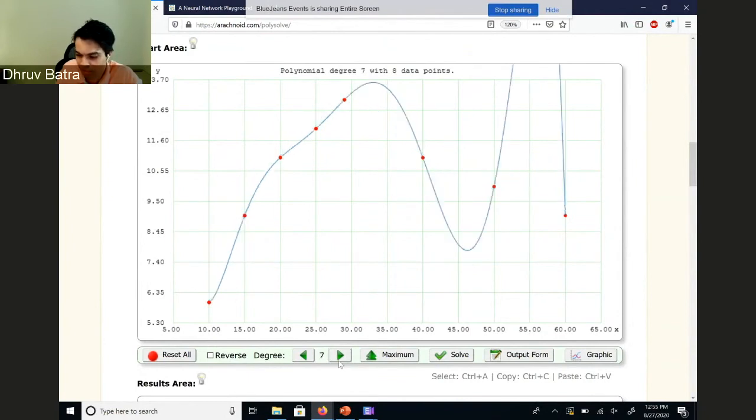So let's just hike it up. This is a 7th order polynomial. And this is the perfect fit. You could not do better than this. Every single point is being perfectly predicted by the function.